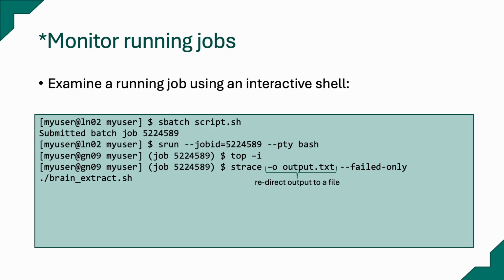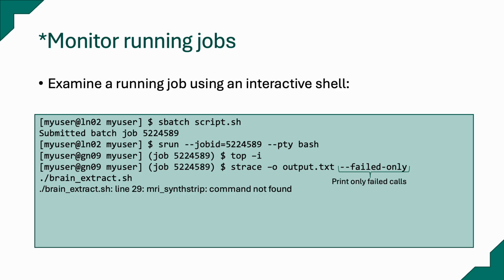Some very important information will be printed in the command line. In this example, it printed the error that made the program exit. A command in line 29 of my script was not found. This is because I didn't load the corresponding module that uses that command. If I want to investigate more details about the system calls, I can look at output.txt. The failed only flag tells strace to print only those system calls that returned a failed status, to reduce the number of lines that are printed.